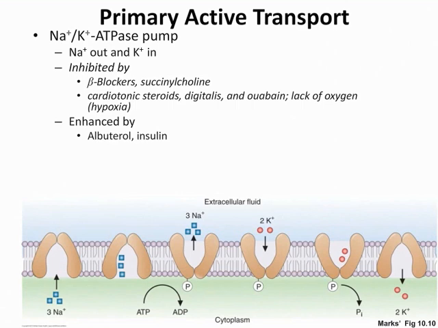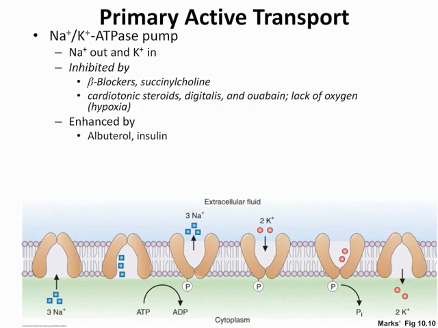So certain medications are going to inhibit the sodium-potassium pump, like your beta blockers, your steroids, digitalis. So just be able to tell me all of the examples that can inhibit it, and then be able to tell me what can enhance it, like albuterol and insulin.